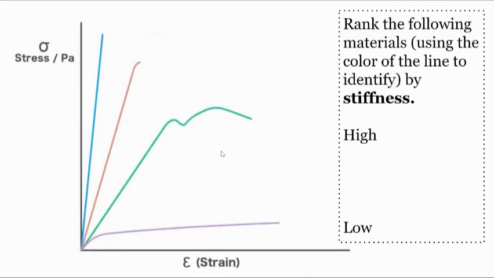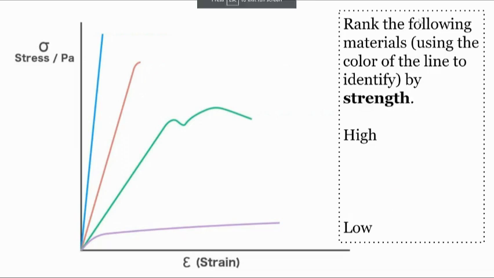All right, let's practice and see if you can apply what you know. Rank the following materials by using the color of the line to identify them by their stiffness. Hopefully you remembered that stiffness is measured by the elastic or linear portion of the Young's modulus line. And so the blue line has the greatest slope and thus the highest stiffness, then red, then green, and finally purple would be last with the lowest slope. Again, stiffness is how the material responds to a load being applied.